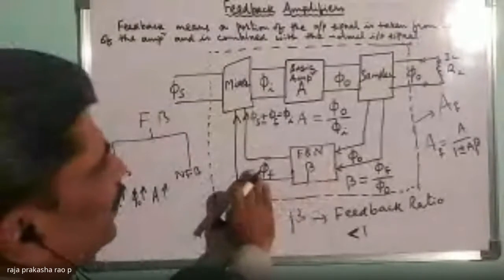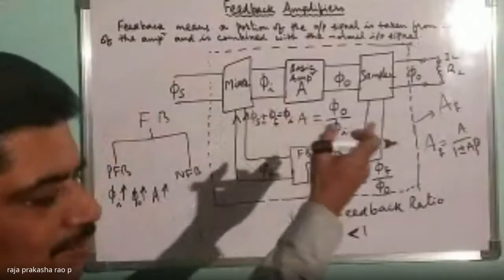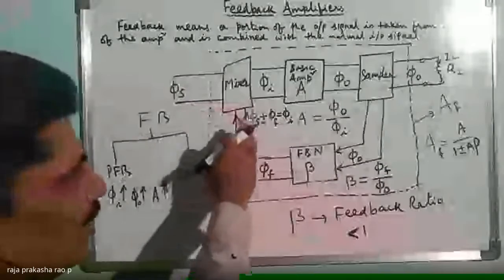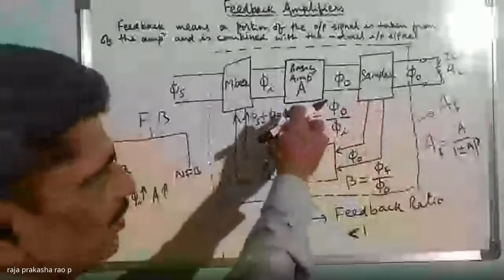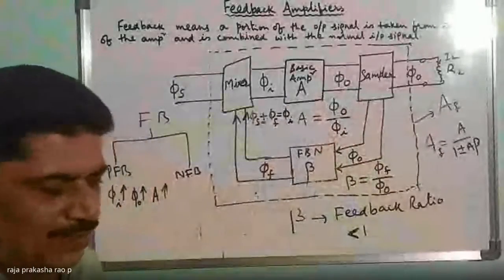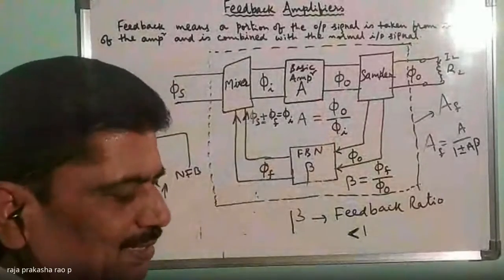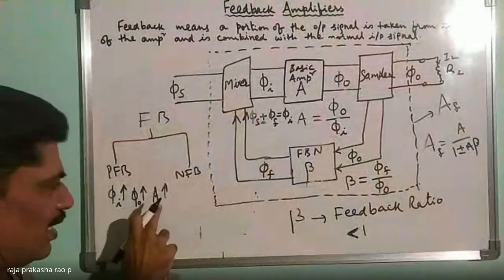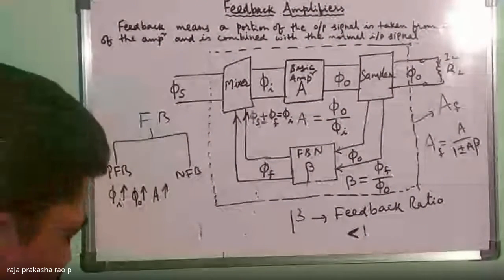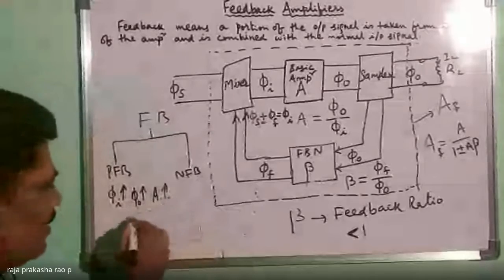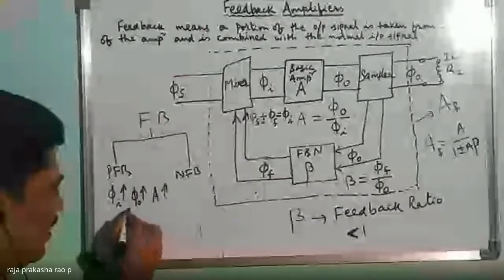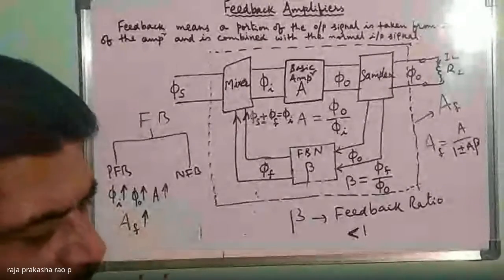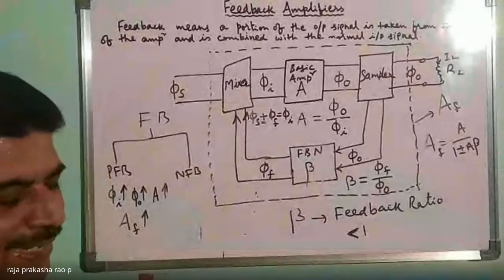This A will be increased. If you do not give any feedback, for example, A is equal to some 50. If you give feedback, the input is increased, automatically output also increased. Is it not? Why? Because the A is more than 1. It is around, let us say, 50 or 60. So when phi I is increased, output also increased, therefore A also increased. Okay. When A is increased, this feedback gain also increases. In the case of positive feedback, this feedback gain increases.